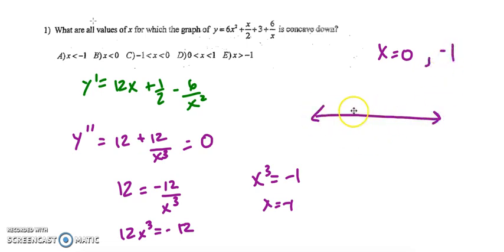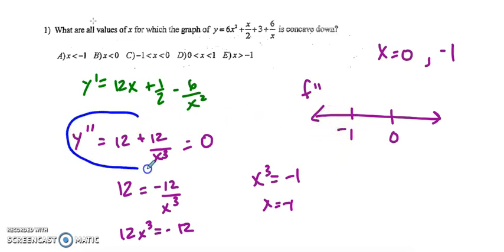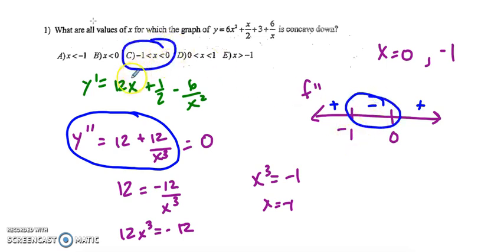So I have a number line for f double prime with the critical values of negative 1 and 0. If I plug in something like negative 2 into my second derivative, I'm going to get out a positive. If I plug in negative 1/2, I'm going to get out a negative. And if I plug in 1, I'm going to get out a positive. So I end up having a concave down interval, where the second derivative is negative, which is C, between negative 1 and 0.